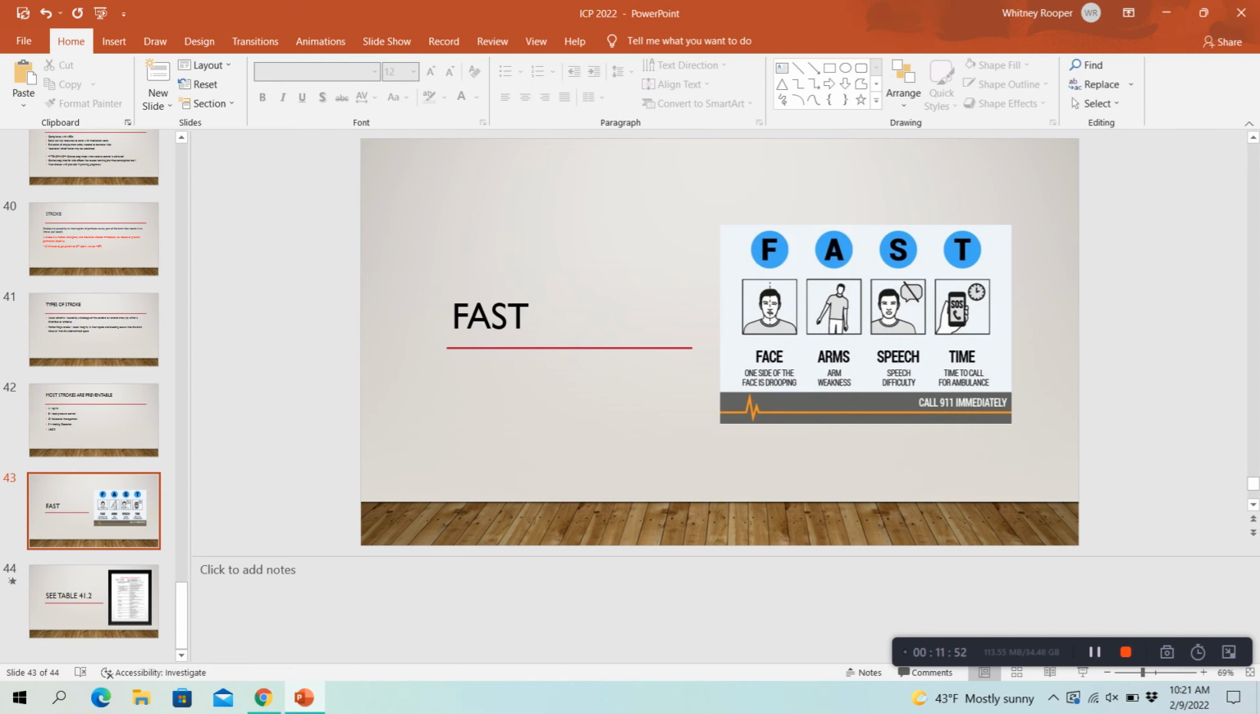FAST. We use this at CNC, so that's where we're going on clinical. Face, arm, speech, and tongue. I've had a patient who had a severe facial droop, slurred speech, decreased level of consciousness. Called METI.